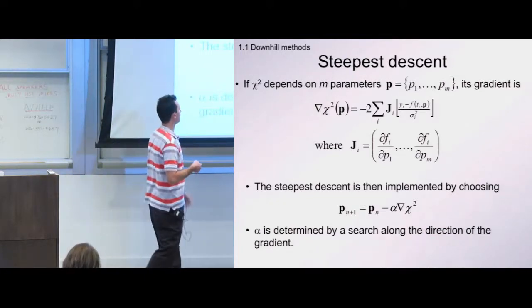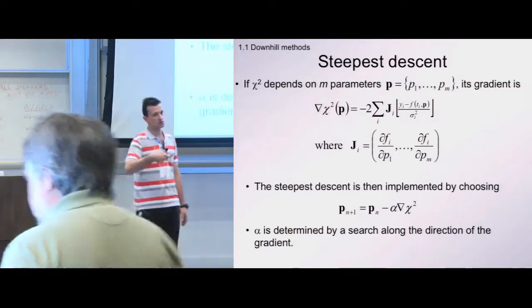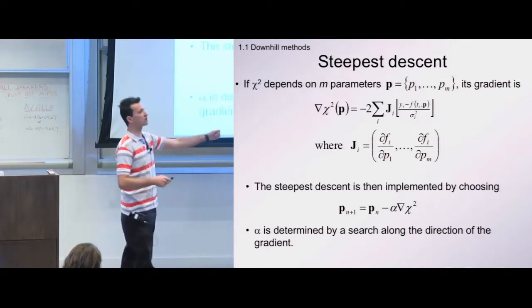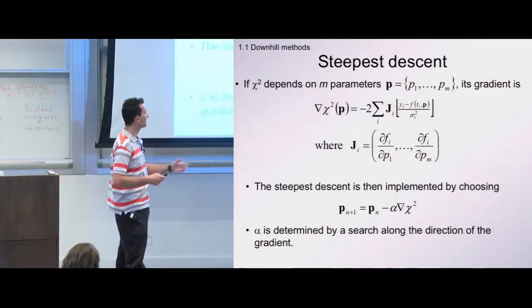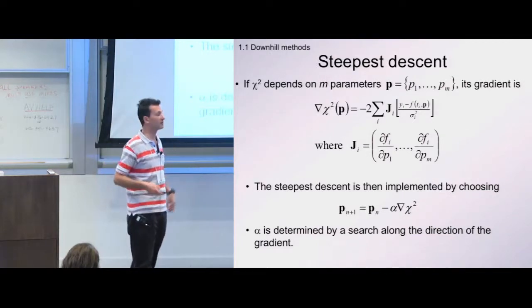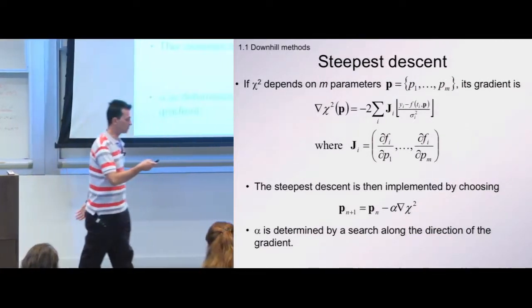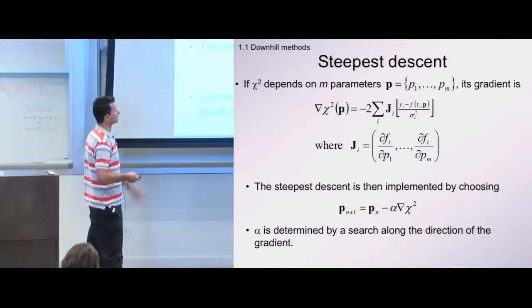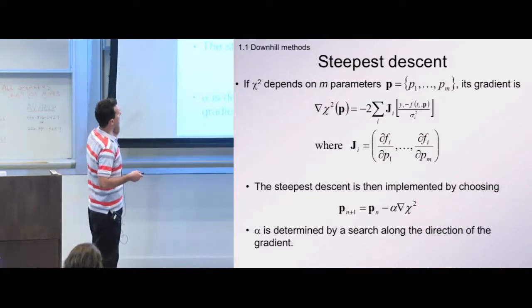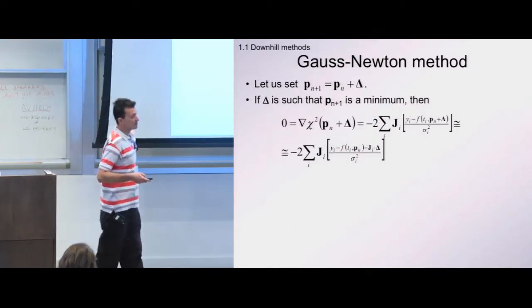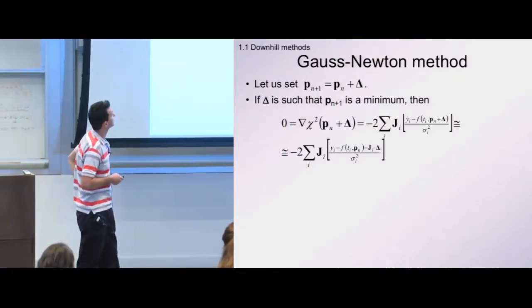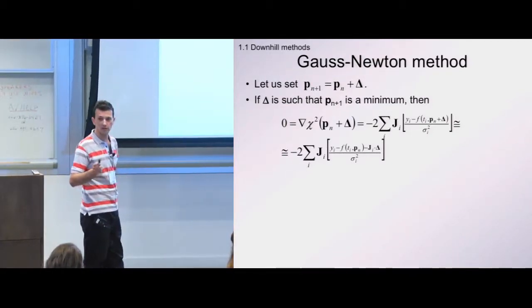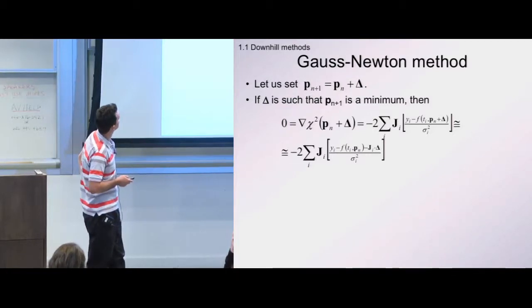And this coefficient is typically determined by a search along the line. If it is too large, then you are overshooting your minimum and you go to the other side. If it is too small, then you're progressing very slowly. So it has to be tuned. So this is a very basic algorithm, but there are other more sophisticated algorithms. For example, the Gauss-Newton method, which is more or less the one that Scott mentioned.